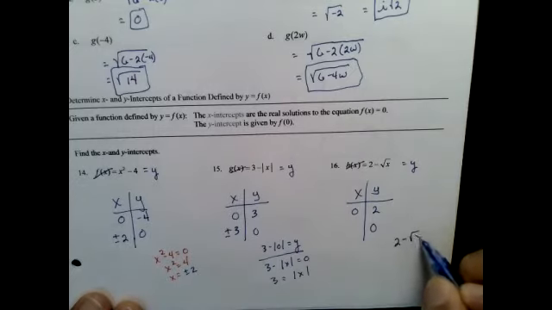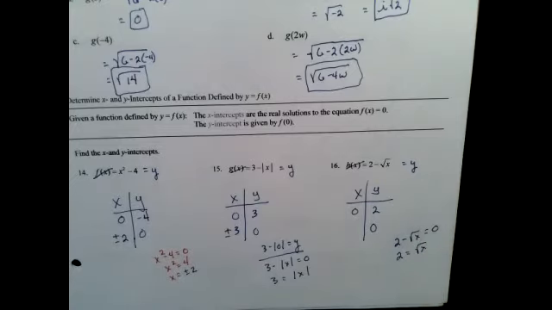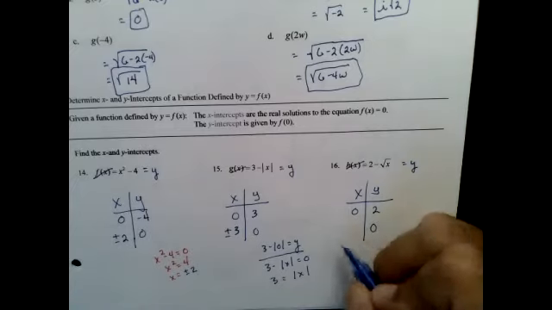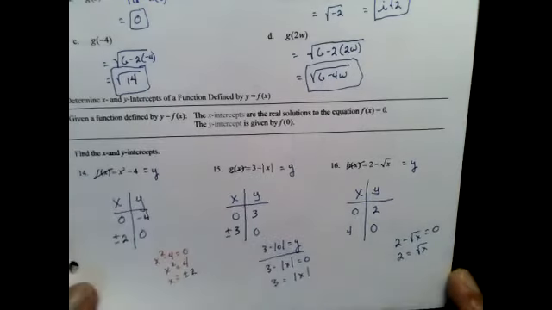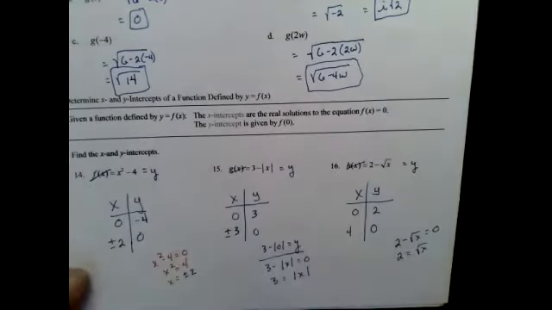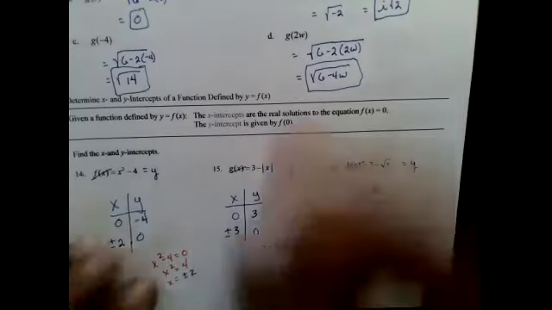If I put 0 in for Y, I need to write this one. 2 minus the square root of X equals 0. I'm going to add that to both sides. 2 equals the square root of X. I get rid of the square root by squaring both sides. X would equal 4. Awesome sauce. So pretty good practice there. Again, this is going to be a building block for what's coming next, but finding the X and Y intercepts.